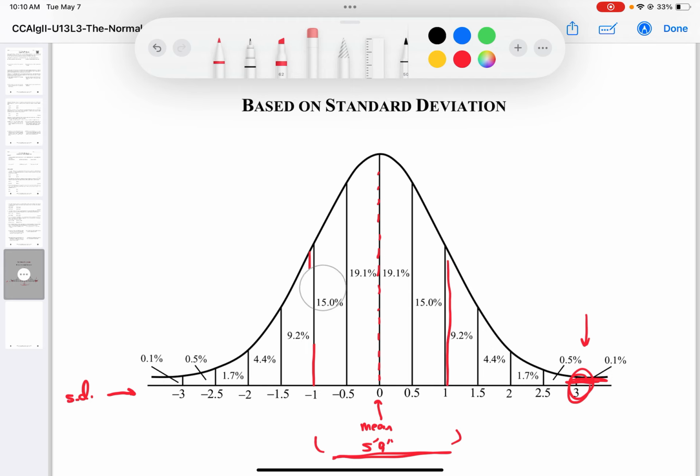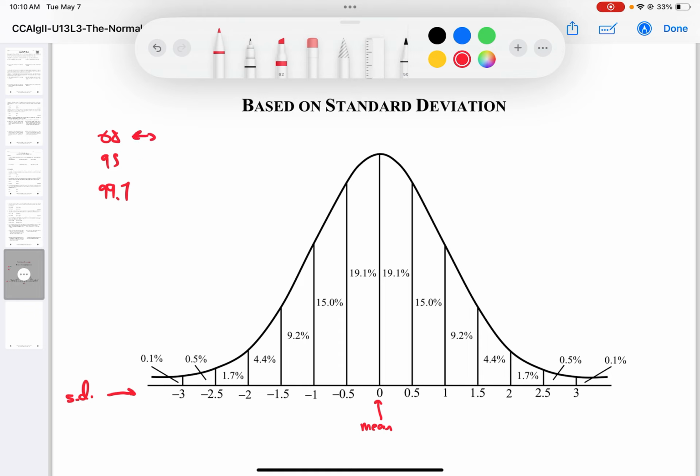Thankfully, the questions that you'll see today do not rely on the intricacies of this chart itself, but we have this rule called the 68, 95, 99.7 rule. 68% of the data falls within one standard deviation of the mean. These percentages right here represent all the data that's either one standard deviation more than or one standard deviation less than the mean. If you add them up, you get like 68.2, which we round down to 68%.